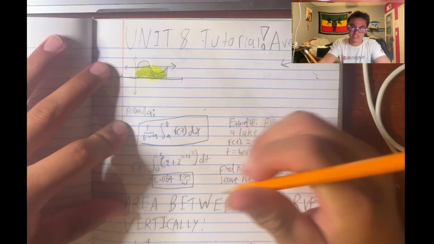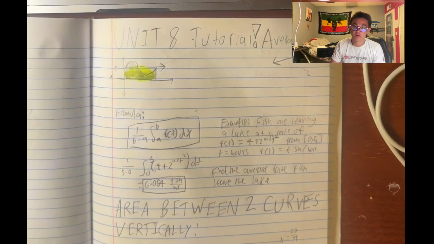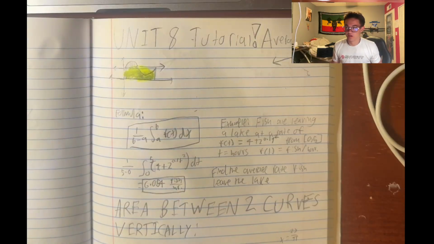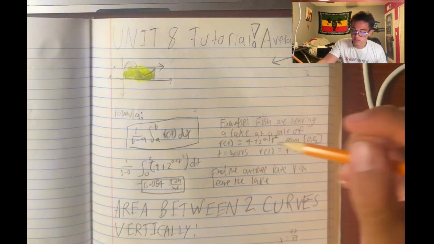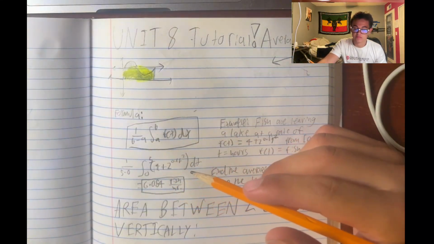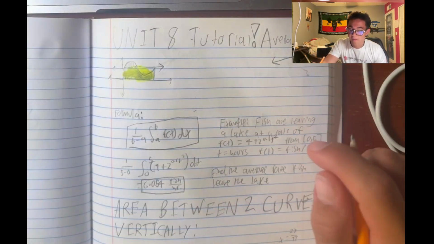Now, instead of fish per hour, this can be a lot of things. It could be average velocity, or just average anything. A common one is usually velocity, that's why I say it, so be ready if that pops up on a test. Let's say this was velocity. The average velocity would be 6.054 meters per second, miles per hour, whatever.